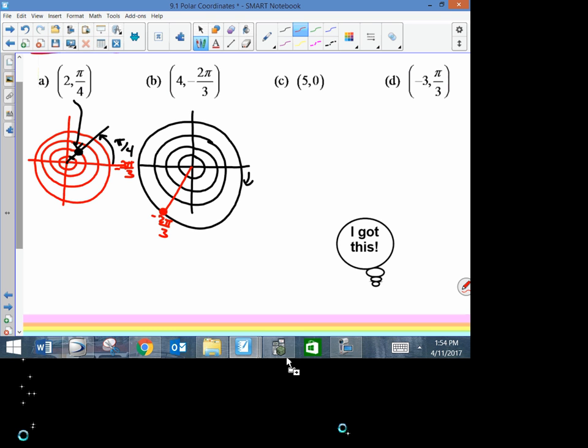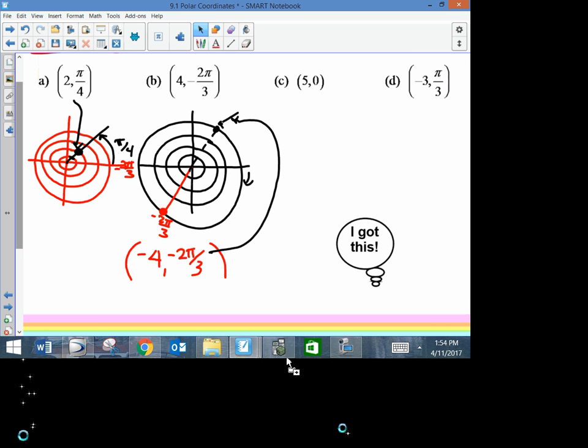Yes, it would. So good question. If this was 4, negative 2 pi over 3, then that would make me go here, and then I'd back up to here, and that would be this one. And you'd have to back it up. So yeah, whatever it is.